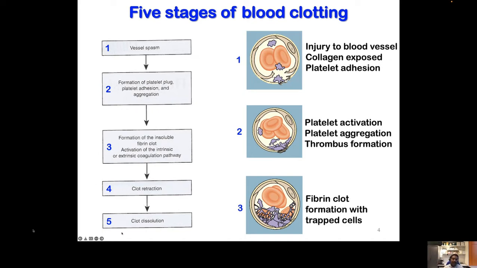Finally, the clot cannot stay there forever. It has to get dissolved and completely removed from our body. So that's what is called clot dissolution.